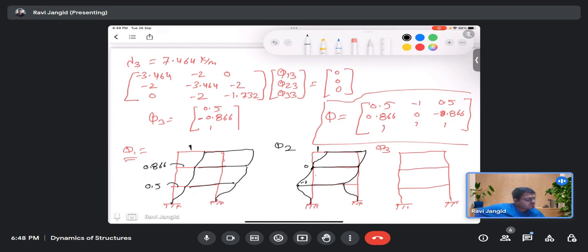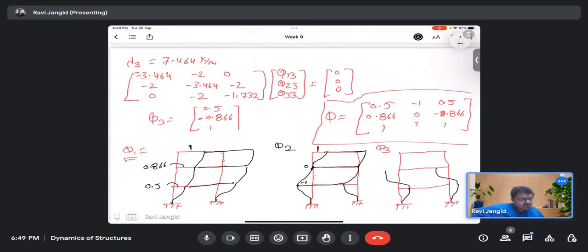In the first one the point is 0.5, second one is 0.86, and then the third one is 1.866 negative, and that is 0.5. Okay, these are mode shapes.